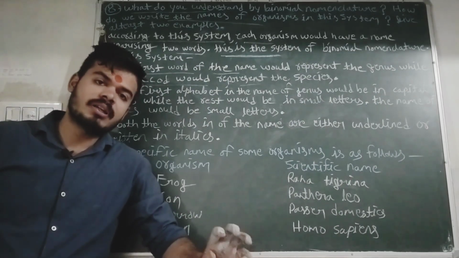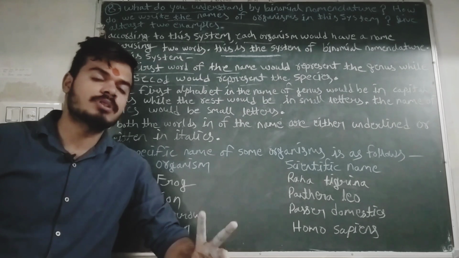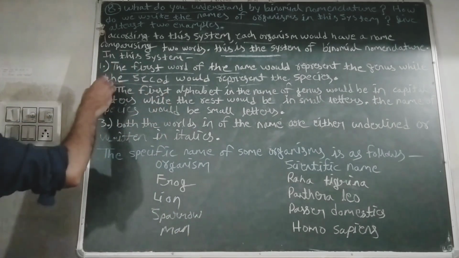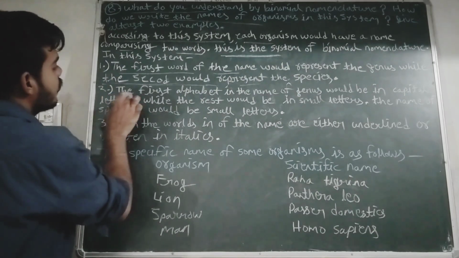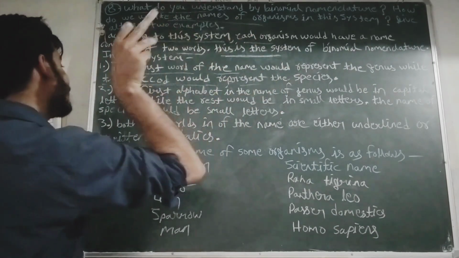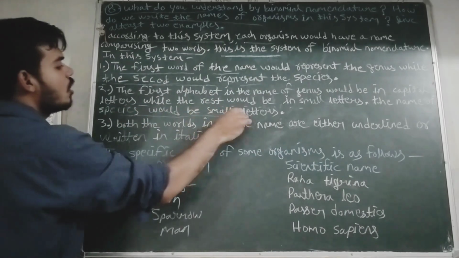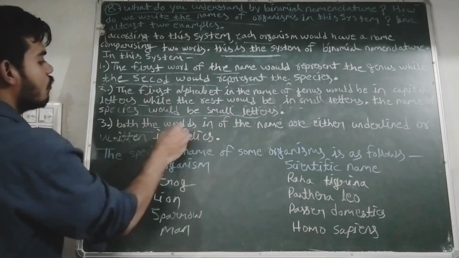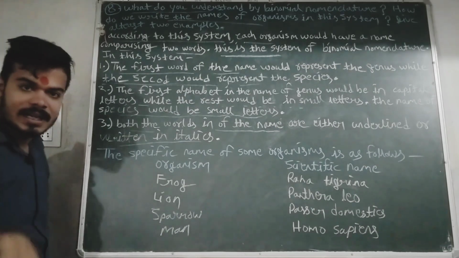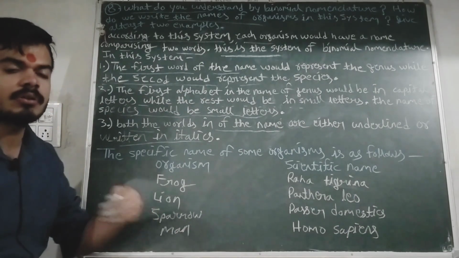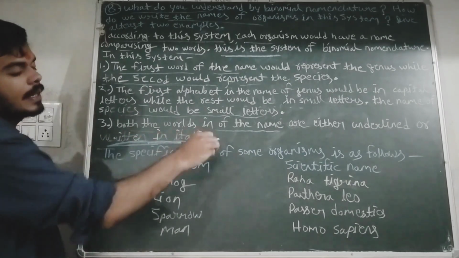In the binomial nomenclature system, we write the names of living organisms in two words. The first word represents the genus of the organism, and the second represents the species. Second, the first alphabet in the name of the genus would be a capital letter, while the rest would be small letters. The name of the species would be in small letters. Third, both words in the name are either underlined or written in italics. When we write the name of an organism, we have to underline the words, or write them in italics.